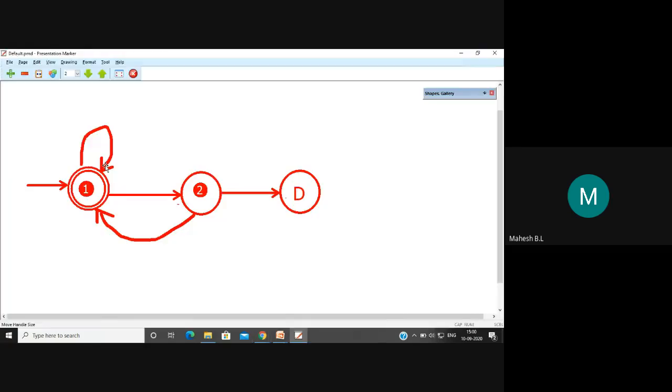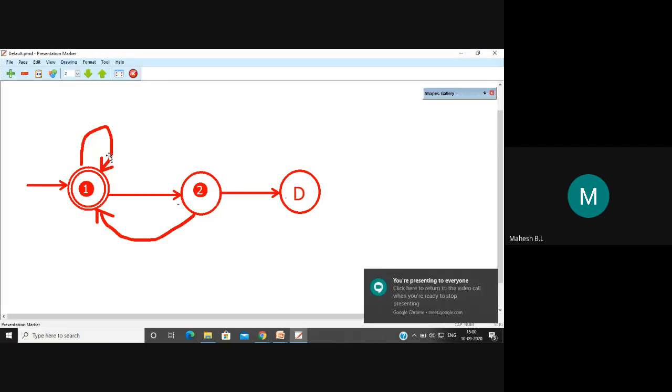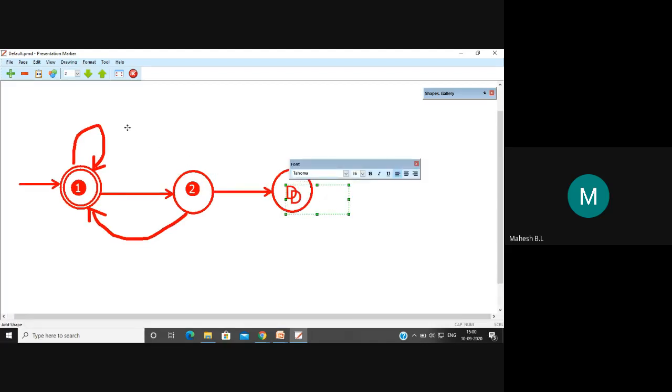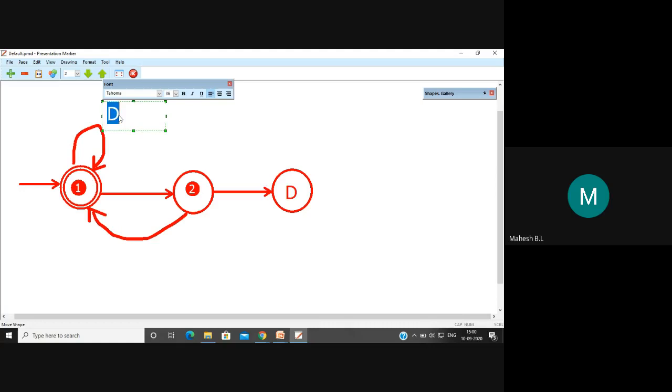So it should be B. So this self loop label should be a B. Okay, so let's label this as B. So you can accept any number of B's. You can have any number of B's in this string, and all such strings belong to the language. That's why this self loop means you can use it for reading 0 or more B's.